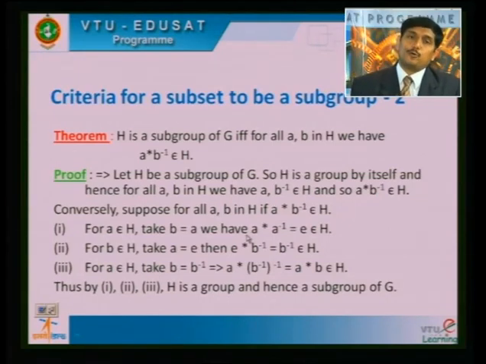From now onwards, instead of proving all the group properties for the subset, you only need to show that A star B inverse belongs to H. Then H is a subgroup of G.